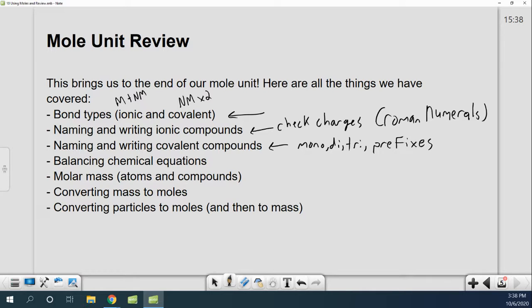We then spent a bit of time balancing chemical equations. Finally, we've wrapped up here with our beginning of the mole, looking at molar mass, converting between mass to moles using molar mass. So first we figured out what molar mass was. Then we used molar mass as a conversion factor. Finally, we converted particles to moles using Avogadro's number.